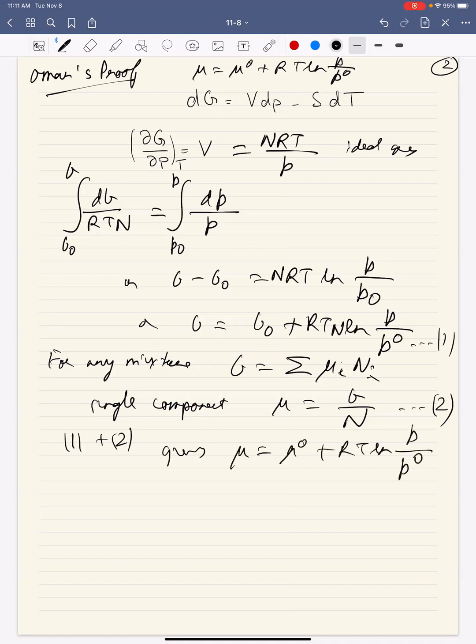And most of the time, it's usual to set P naught equal to 1 unit, 1 bar, 1 atmosphere, whatever unit you are using. If you set it equal to 1 unit, then it looks like mu is equal to mu naught plus RT ln P. And this is what led to the discussion of fugacity, right? And fugacity, we said, well, most things won't follow this behavior, but we still want to introduce f as the thing that follows this behavior, right? And then we talk about the fugacity coefficient. So this was the first thing.